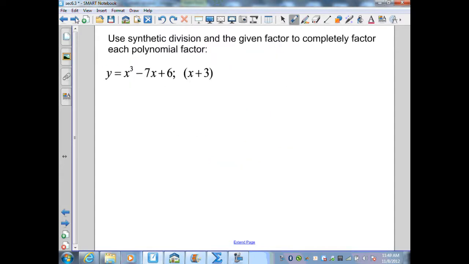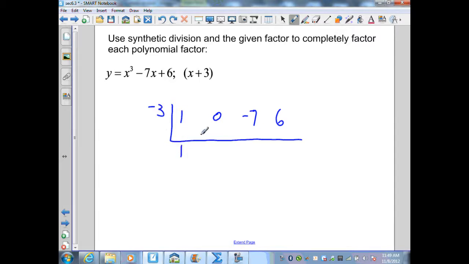In this example, I want to use synthetic division and given factor to completely factor each polynomial. So I'm going to use synthetic division. So I have my divisor is a positive 3 in our expression. So therefore, I know my a is negative. So I'm going to change the sign to a negative 3. And I have the exponents of 1. My x squared is missing, so that's going to be 0. I have an x of a negative 7. And I have 6. Let's bring down our first coefficient, which is 1.